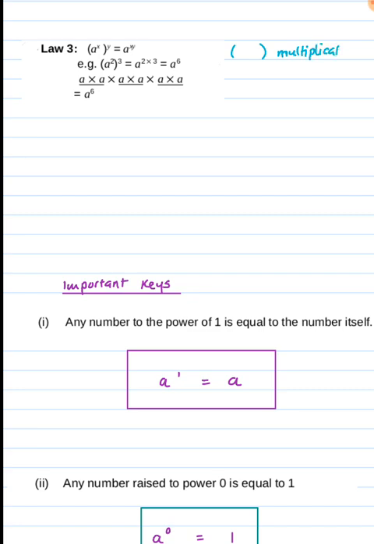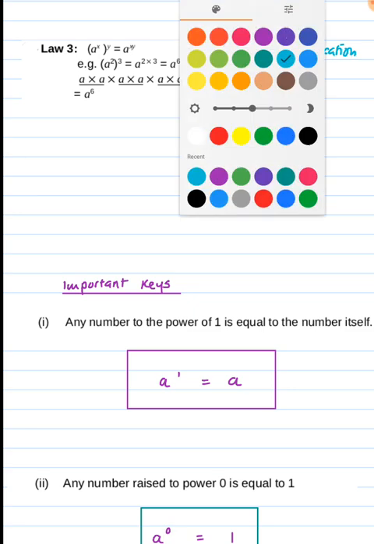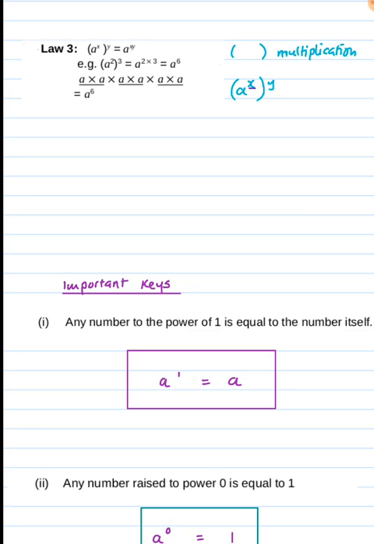Multiplication. So brackets, whenever you see brackets, it represents multiplication. So we are saying that a to the power of x, then to the power of y, which means we multiply the powers, so it's going to be x times y. In other words, a to the power of x multiplied by y, which is the same as a to the power of xy. That will be the answer.